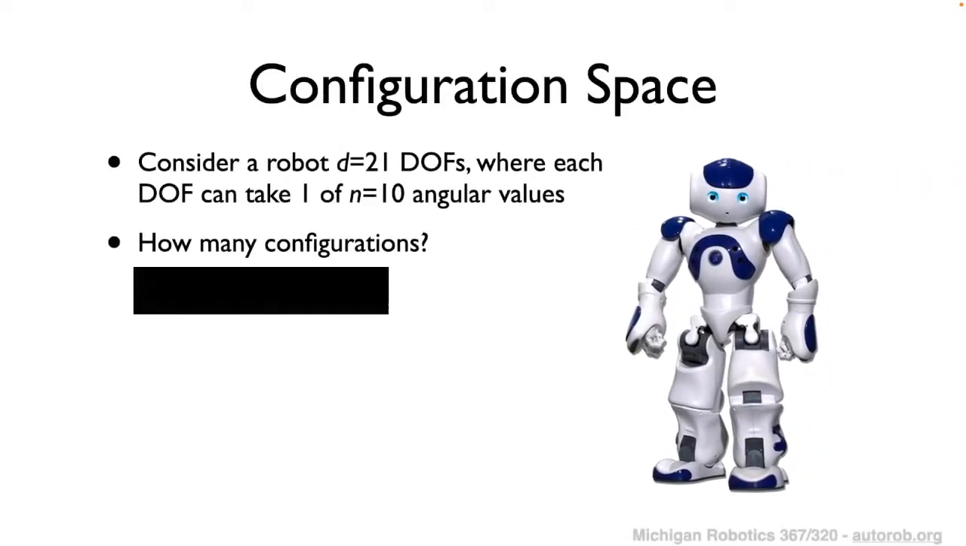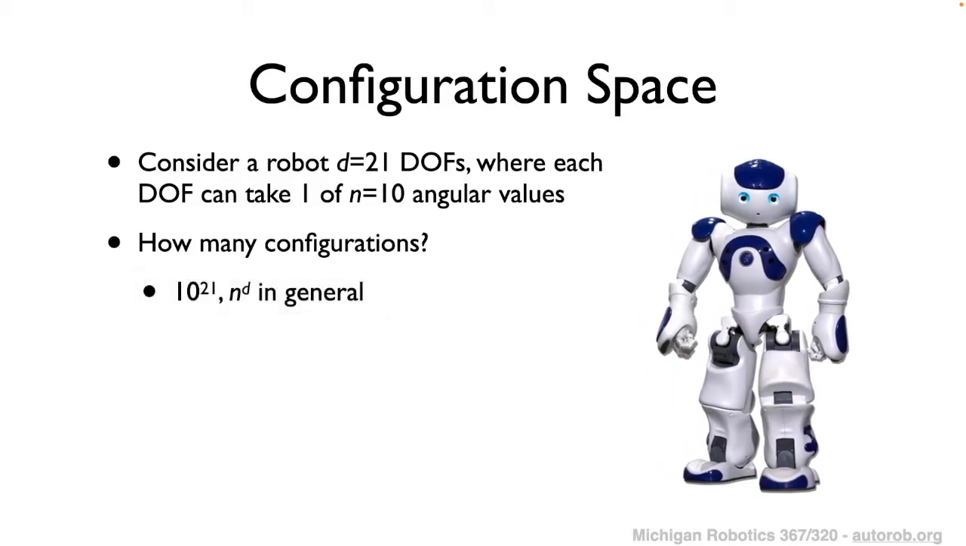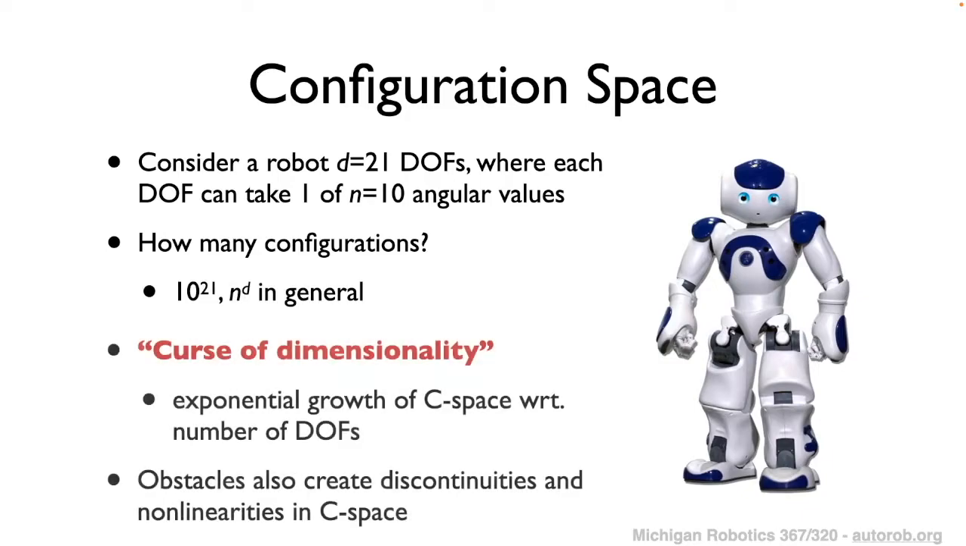So the first robot that we could look at is this Nao robot, a humanoid structure which has 21 degrees of freedom, where each degree of freedom is represented by one of the joints on the robotic structure itself, and each of these rotational joints could take on one of 10 angular values. So within this robot, we can look at defining how many possible configurations there are. And the answer in this case is 10 to the 21.